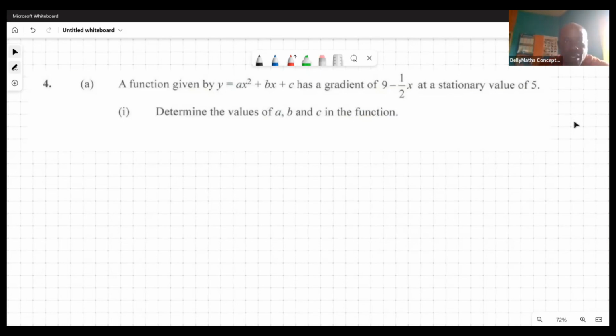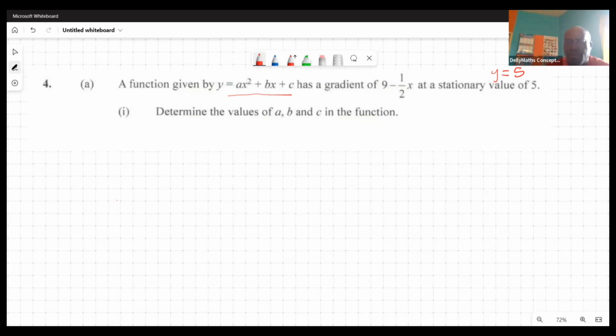So let us go. Question 4 says we have a function given by y is equal to x squared plus bx plus c, which has a gradient of 9 minus half x and a stationary value of 5. This would have meant that at the stationary point, y is equal to 5. So we want to make note of that. All right. Determining the values of a, b, and c.